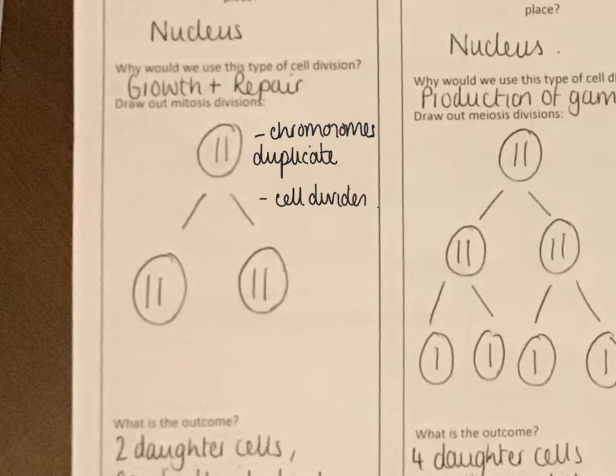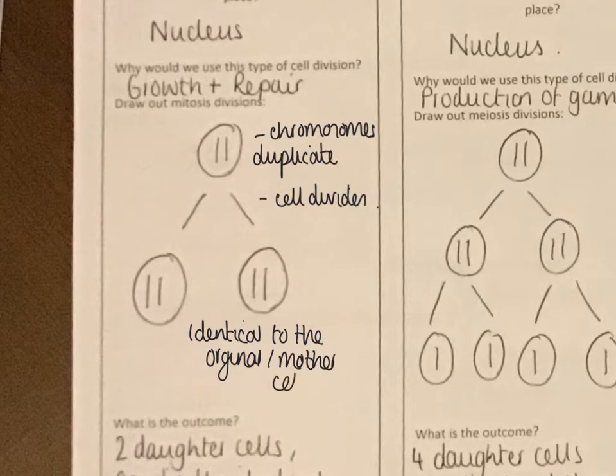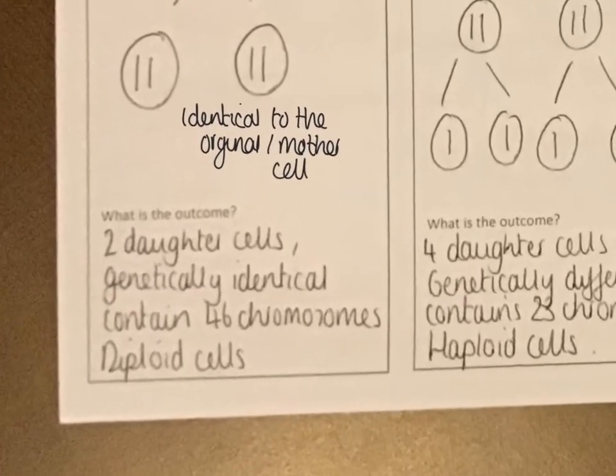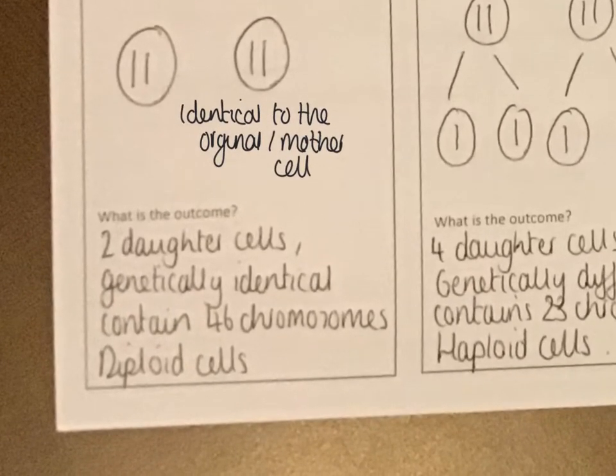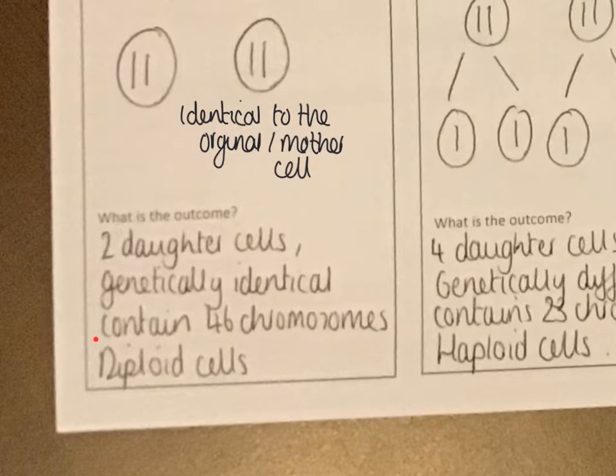divides, okay? And the cell divides to produce these 2 daughter cells. And these 2 daughter cells are genetically identical to the original cell, or to the mother cell, as they sometimes call it. Okay, so they are genetically identical to our mother cell. If you look at the outcomes then, as we have said, we have 2 daughter cells. They are genetically identical, okay? They will contain 46 chromosomes if we're looking at humans.